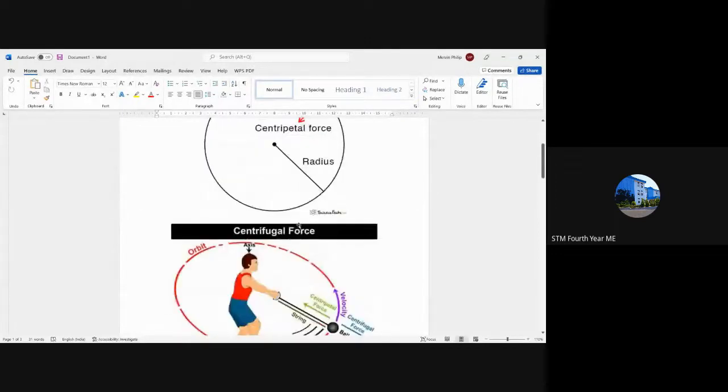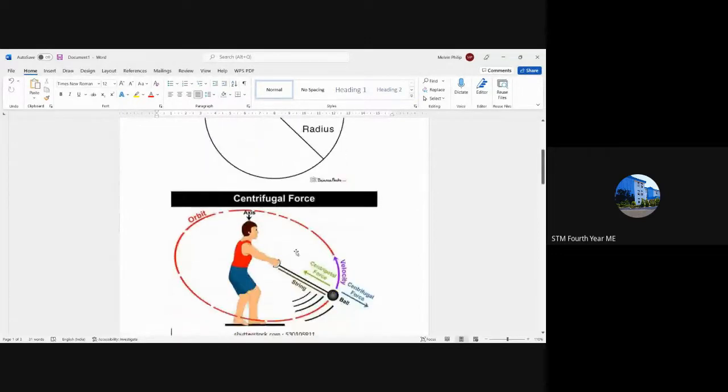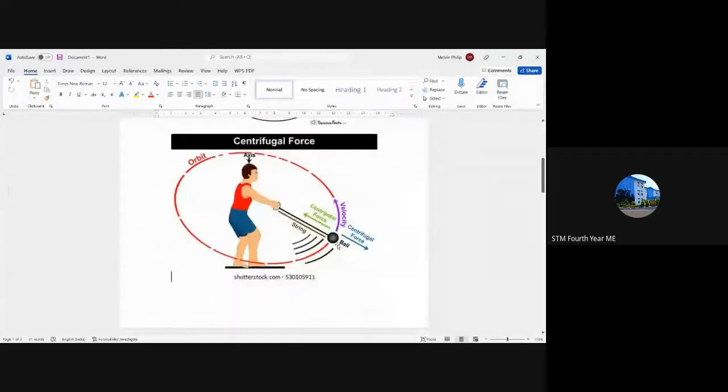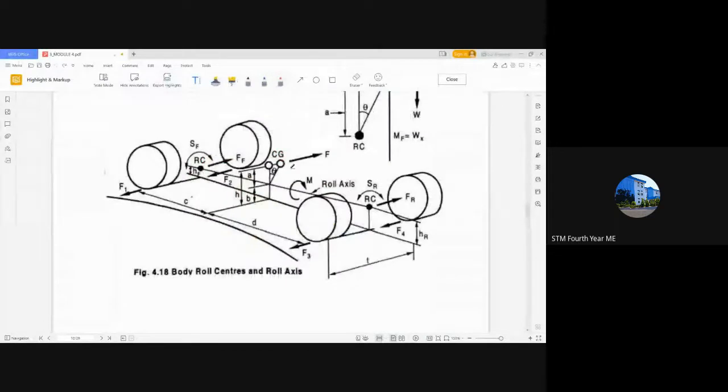So what is centrifugal force? Centrifugal force is the force through which the body tends to move outside, in a tangential direction. Centripetal force is exerted from the center of the circle and holds the body in rotational motion, while centrifugal force releases the body, so it tends to move outwards. The centrifugal force here is the force shown here, the equivalent force.